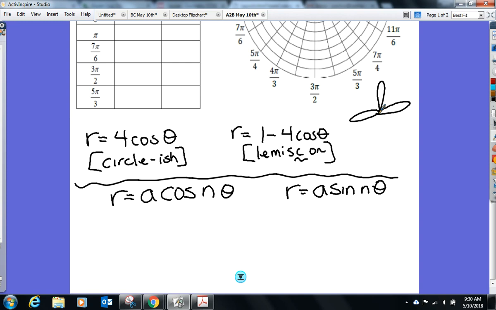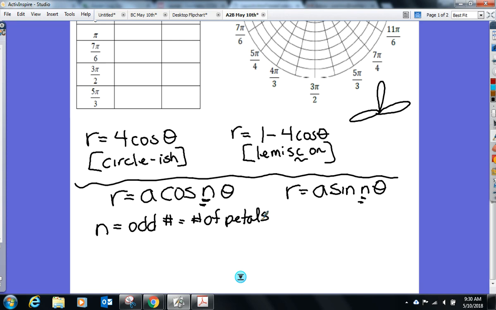I want to show you some tricks before we actually hit the polar graph. This n value is pretty powerful. If n is odd, if that number in there is odd, 1, 3, 5, we're not going to get any higher, that will tell you how many petals we're going to have on the graph. That will equal the number of petals.